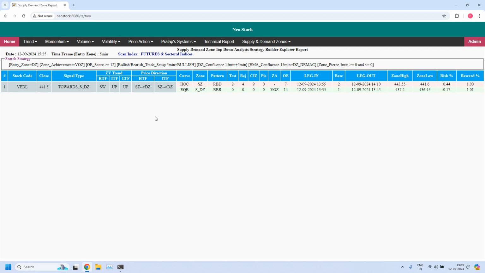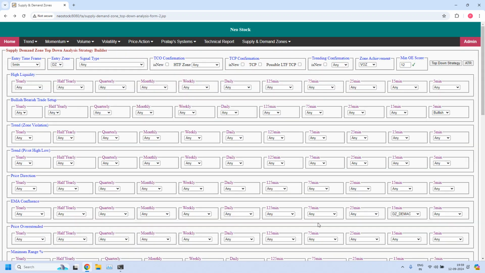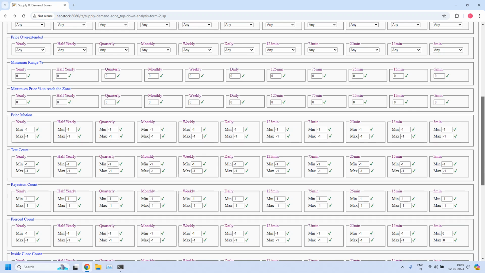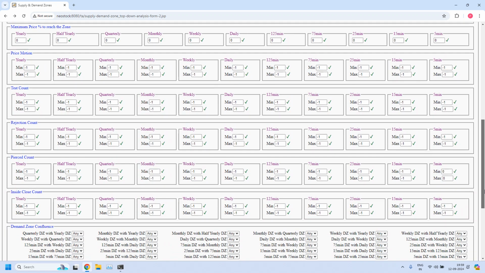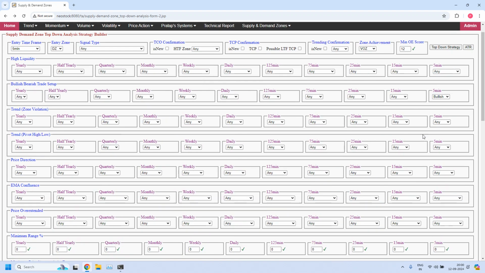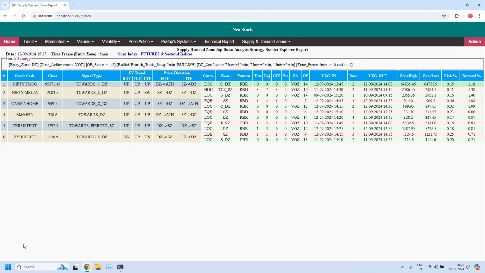Next, LTF, ITF, HTF confluence. First I need to remove this EMA filter. Now let's look for 5 minutes, 15 minutes and 75 minute zone confluence. So in the demand zone confluence, 5 minutes demand zone with 15 is already enabled. Next 5 minutes demand zone with 75. I selected the filter. 15 minutes demand zone with 75. I enabled the filter. With all the 3 filters, we found 6 stocks.